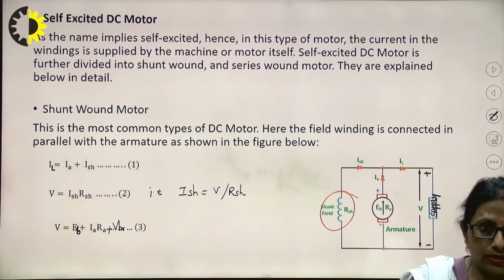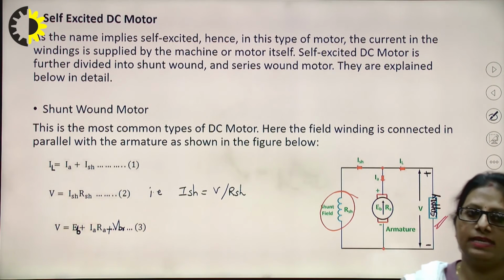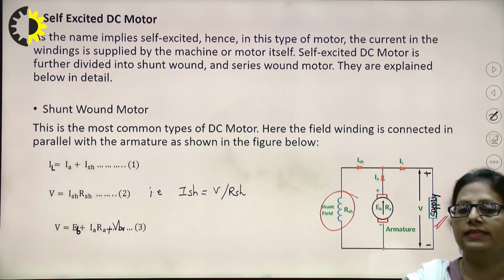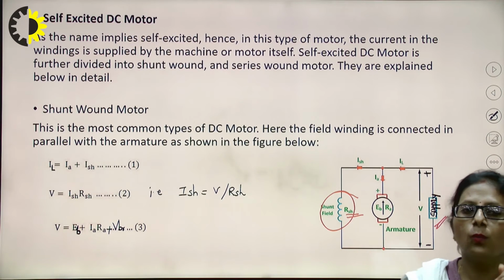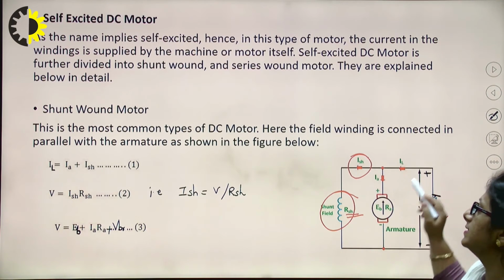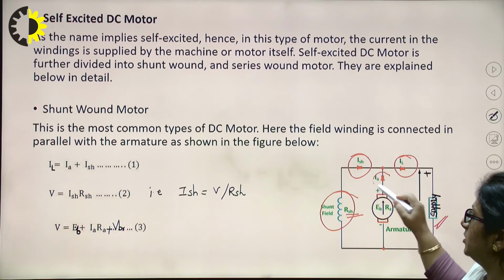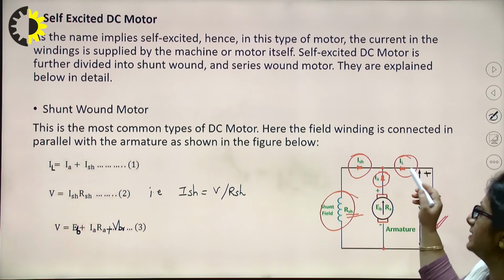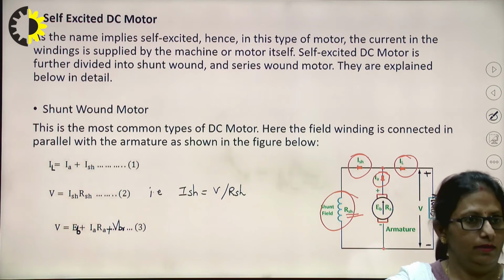Now, what are the relations? Once again, it's the same. I'm giving a DC supply to the armature. The same supply is being fed to the shunt field also, but the shunt field is having a higher resistance RSH, so that there is a very minimum current which is flowing in it. That is given by ISH. This is the line current taken in by the motor. Obviously, the armature current. So here, the relationship for the currents holding good is IL equals IA plus ISH. I can apply my KCL at this point, right?